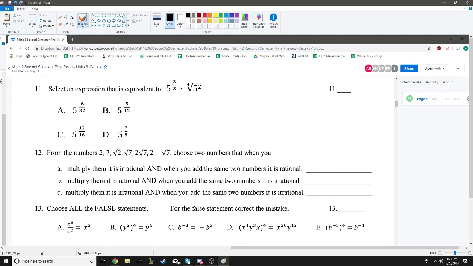So this guy over here, 5 to the 3/8, that's all cool and dandy. But when we change this guy, this becomes 5 to the 2/4. So to make this an 8, we multiply top and bottom by 2. So this is now 5 to the 3/8 times 5 to the 4/8, which means you add the exponents to make this 5 to the 7/8. That's D.